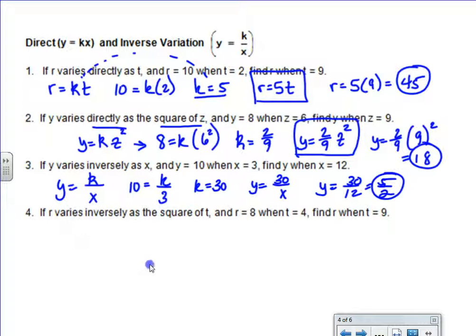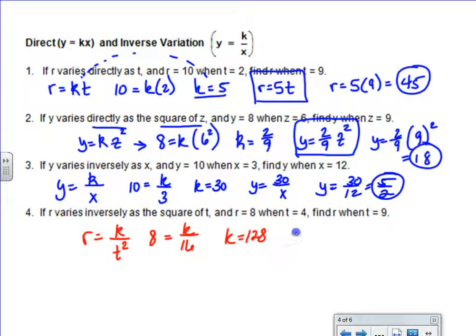R varies inversely as the square of t. So this time, R varies inversely means to divide, but instead of just dividing by t, it's the square of t. So they set up 8 equals k divided by t squared, so 16. Oh geez, I should know this, but I don't. 16 times 8, 128.